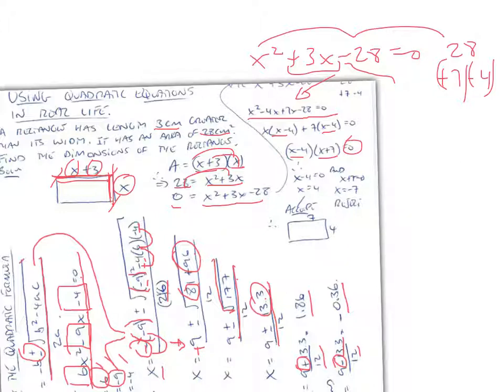Now we let x minus 4 equals 0, so x equals 4, and we let x plus 7 equals 0, so x equals minus 7. The length really can't be minus 7, so we'll reject that one and we'll accept x equals 4. If that's the case, then x plus 3 is 4 plus 3, which is 7, and x itself is 4.